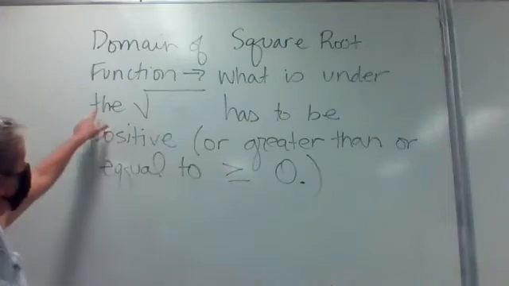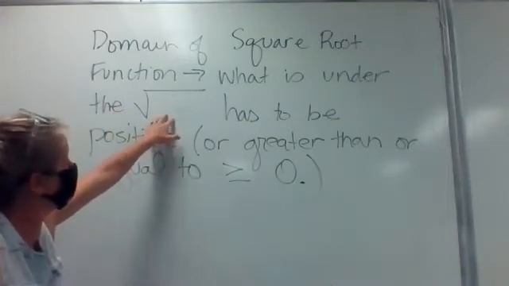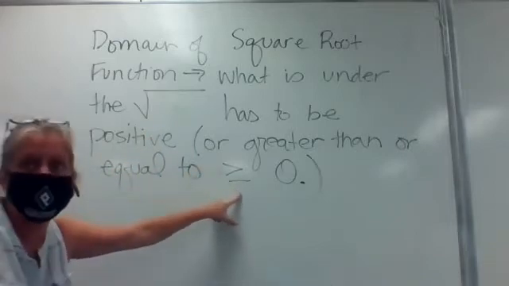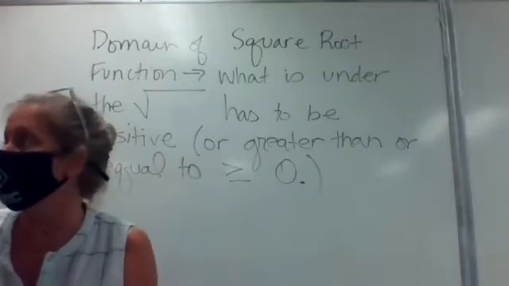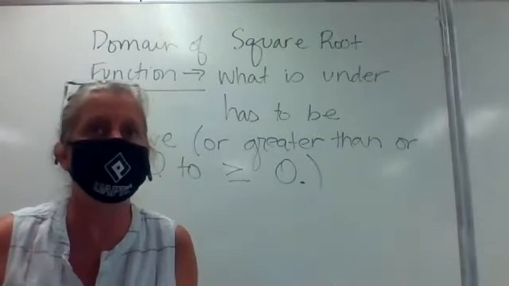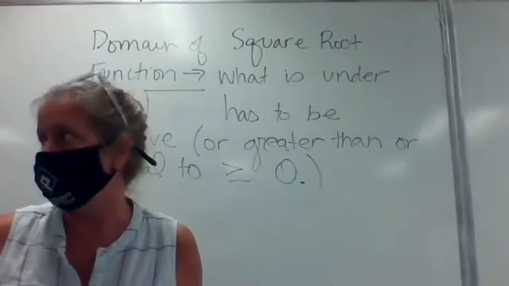So anytime that you have a square root and you're asked to find the domain of it, it has to be positive, or another way to say positive is greater than or equal to 0, right? Because if you're greater than or equal to 0, you're a positive number. If you're less than 0, that's when you become a negative number.